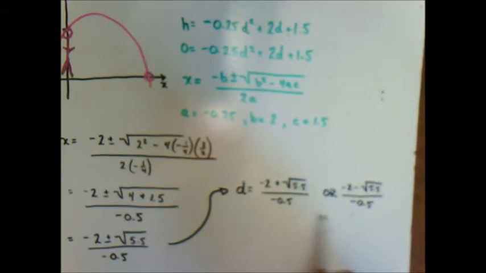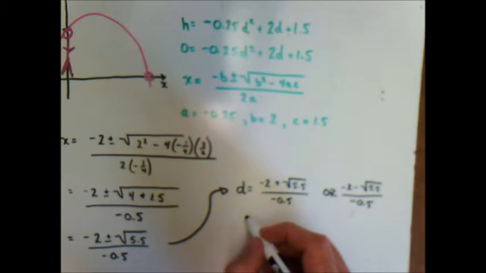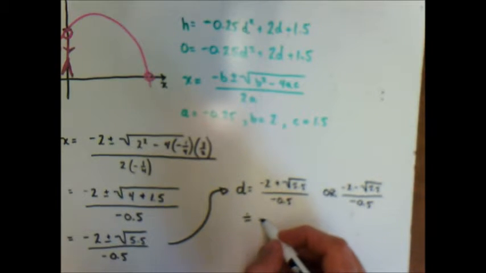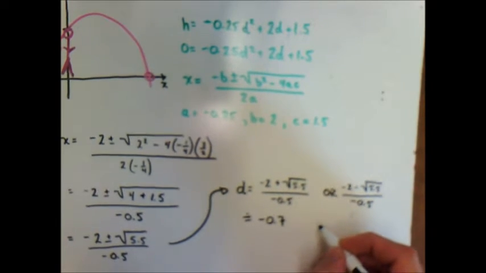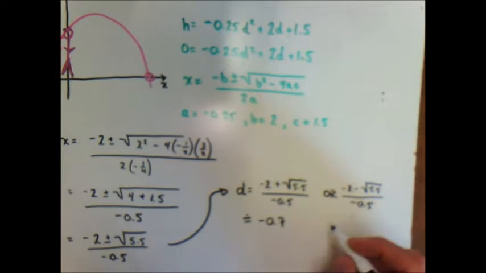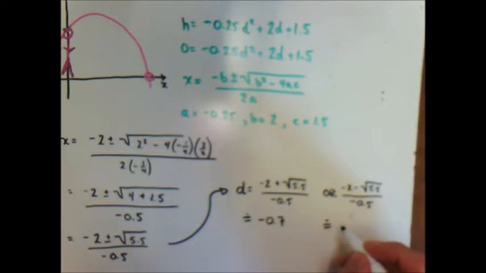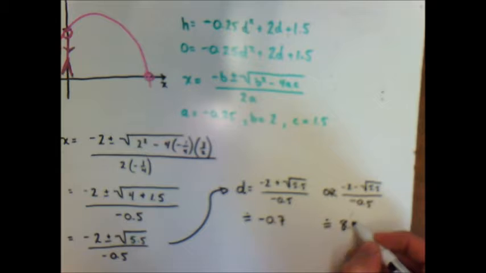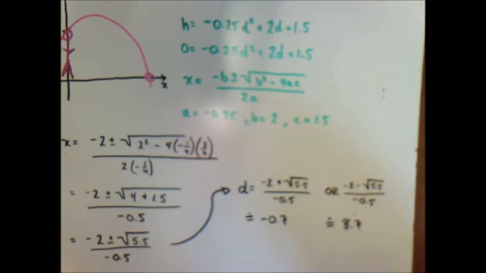Now I can't eliminate one of my answers yet. I really should just plug them both into my calculator and then figure out which value of d makes more sense. So this first one, if I plug it into my calculator, reduces to approximately negative 0.7, and this one over here reduces to approximately 8.7.